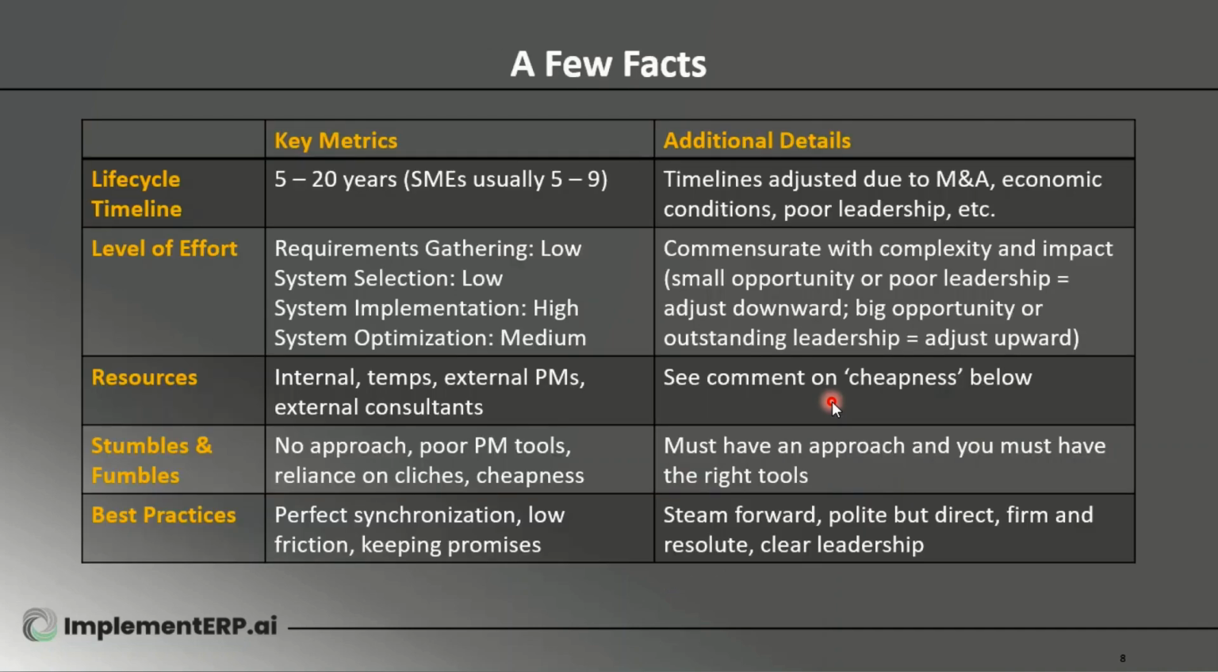All right, facts and facets, okay? Or as my kids say, fun facts. So let's talk about the timeline. There's a huge range. The overall ERP lifecycle can be a few years to 20. For companies between 200 and let's say 1,000 or 1,500 people, you're looking at about a 5 to 9 year cycle. And how is that?